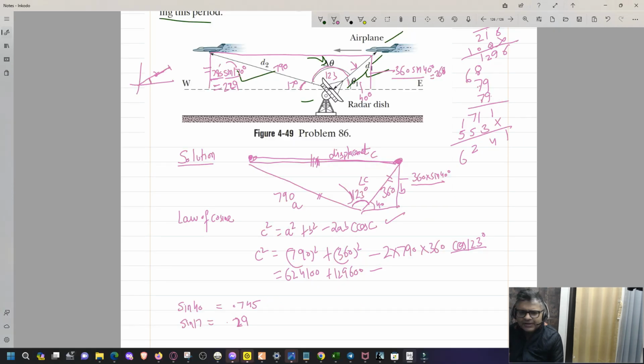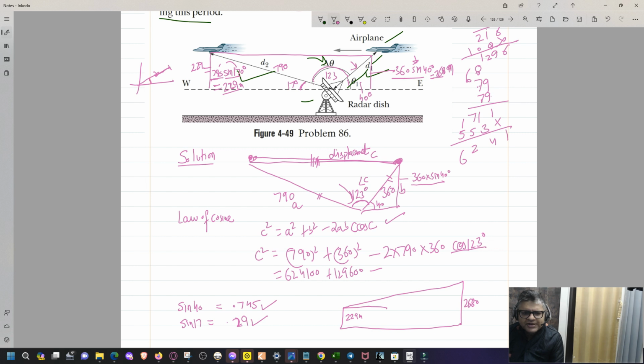Okay, what I've done is I've written the values of sine of 40 and sine of 17 degrees. Then I've multiplied 790 into sine of 17 as 229 meters. So this height comes out to be 229 meters. And on the other side, the height is coming out to be 360 into sine 40, which is 268 meters. So you have a situation where the plane lost elevation. On one side the height is 268, and on the other side the height is 229 meters. So this is the situation.